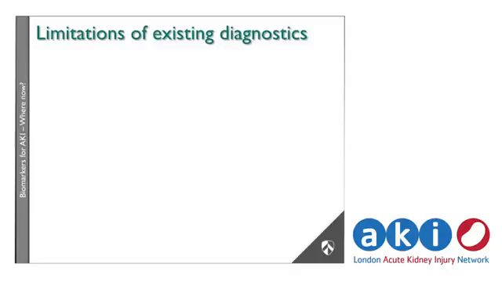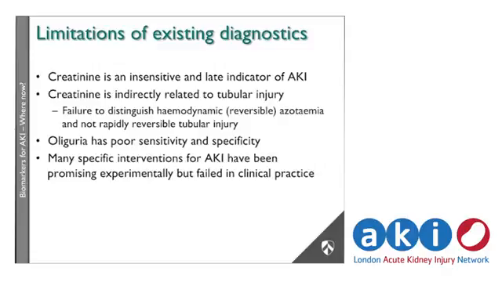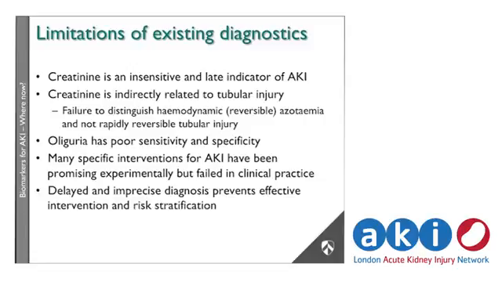So the limitations in existing diagnostics: creatinine is an insensitive related indicator of AKI. It's indirectly related to the tubular injury, the pathophysiology, because it's just something that's reflecting glomerular function. Oliguria, unfortunately, is not very sensitive and specific, because if you have tubular injury, your urine output should go up until you become very, very unwell with a very low GFR. And so the problem with specific interventions for AKI may be that the diagnosis is delayed and imprecise.